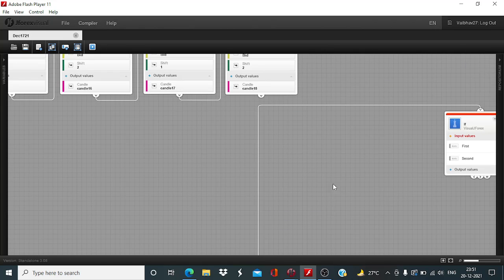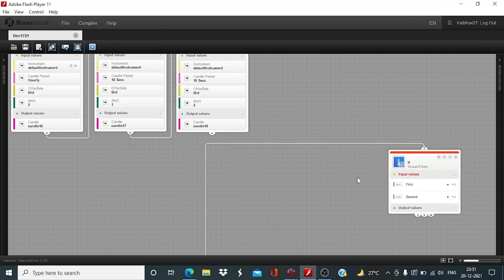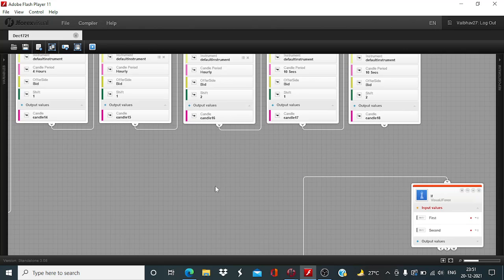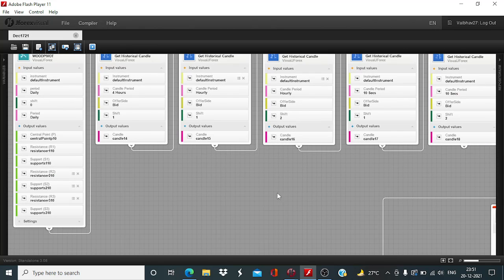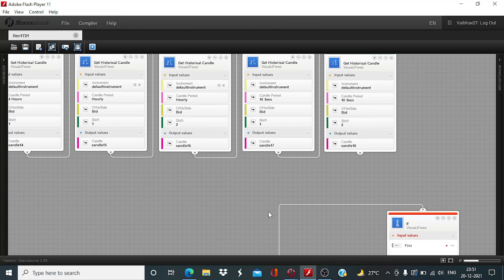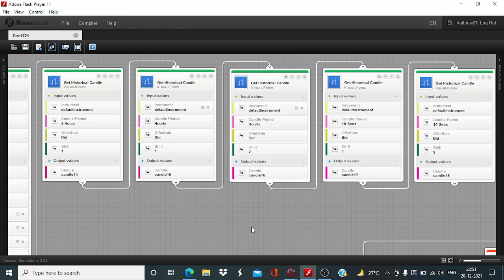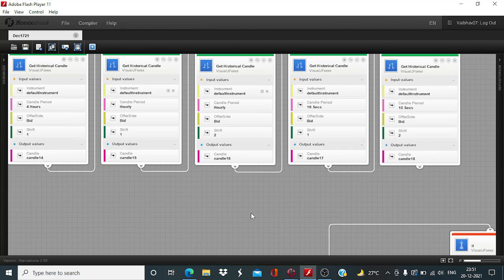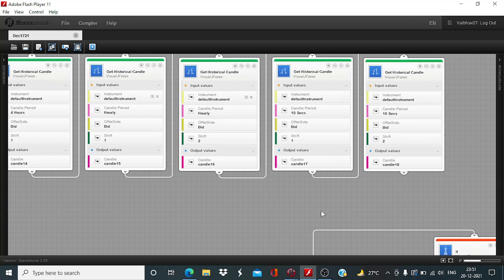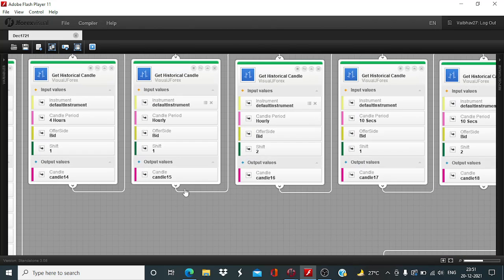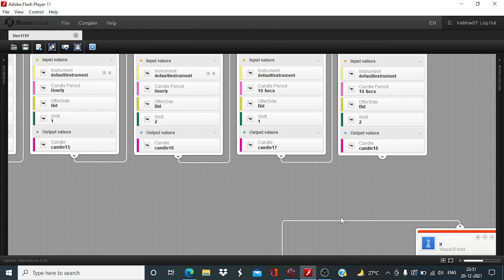Now all we need to do is provide the entry point when the order will be placed, and that is when the price starts to dip below the closing value of the last hour. Okay, so we have to compare candle 17 and candle 18's closing values with the closing value of candle 15.